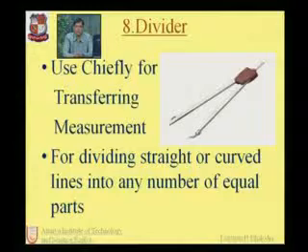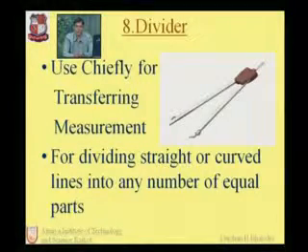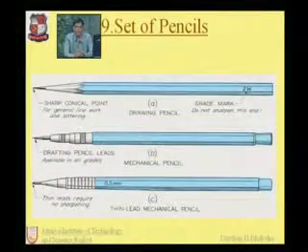For example, if I want to draw a line of 100 mm and divide it into 10 equal parts, then I have to divide only one 10 mm part, and by taking the dimension of 10 mm in the divider, I can easily divide the 100 mm line into 10 equal parts. So it makes our work very easy and speedy in engineering drawing or technical drafting. Now the next one is a set of pencils.